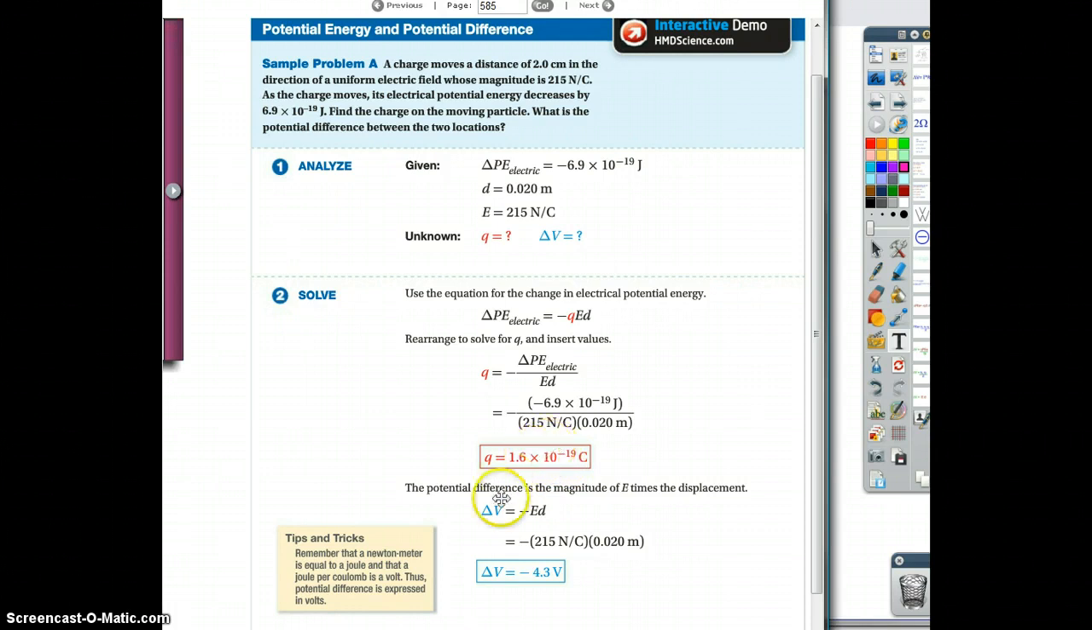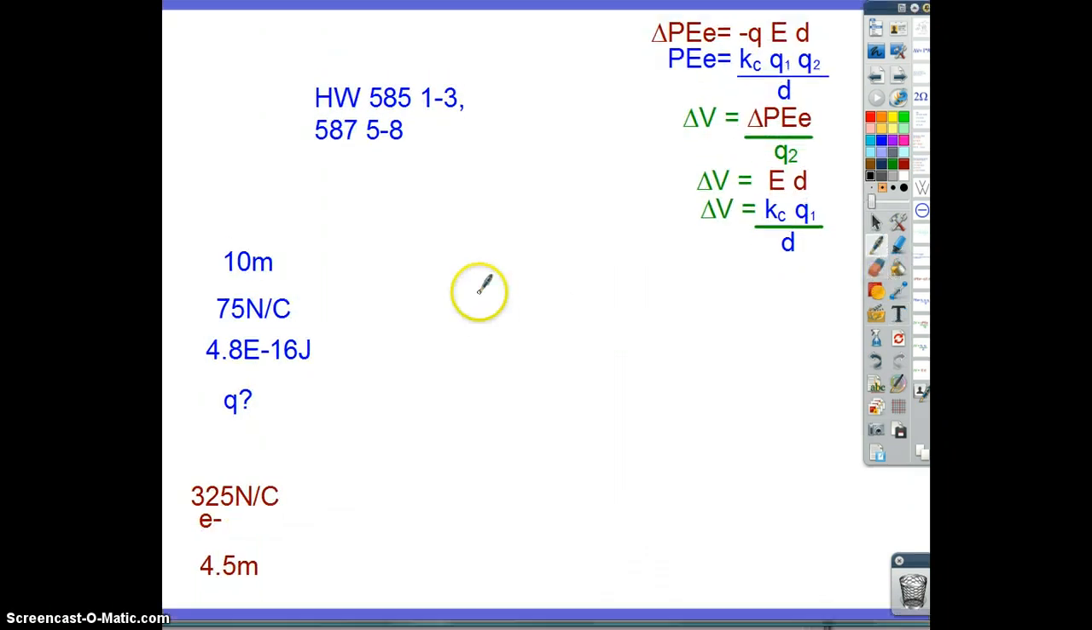Then they asked us to find the potential difference from the 2 points. Let's see if I can draw here. So they're saying the proton there moved from here to there, from this spot to that spot, and that was the D that we talked about. And they're saying what is the voltage from this point to that point, regardless of what the charge is doing. What's the voltage from here to there?